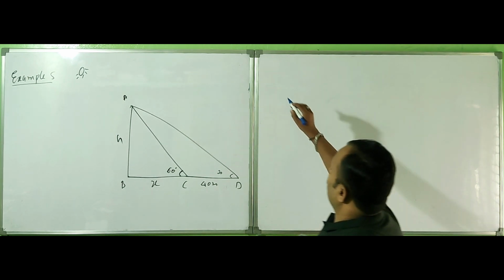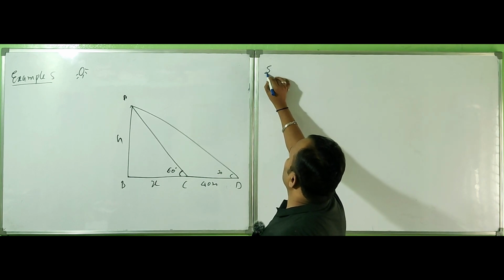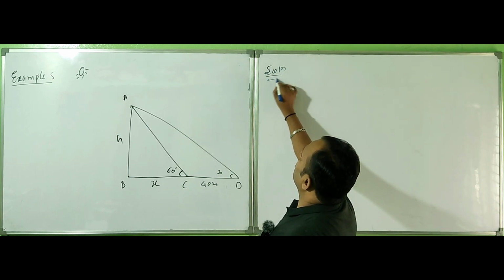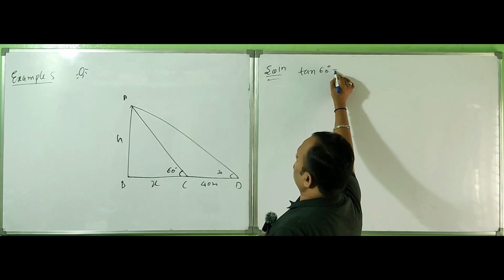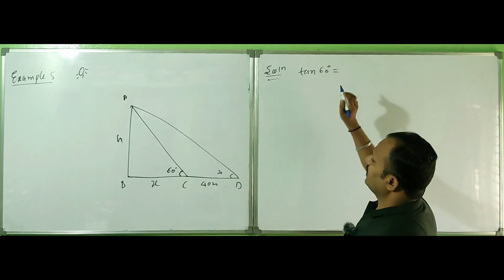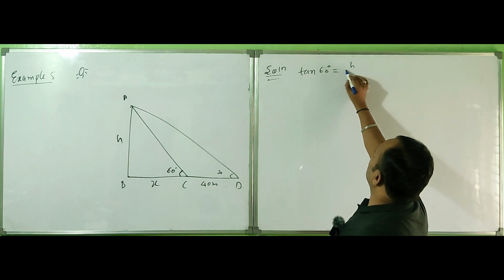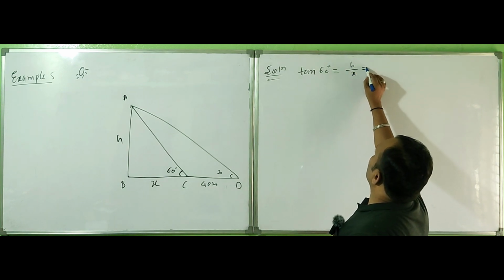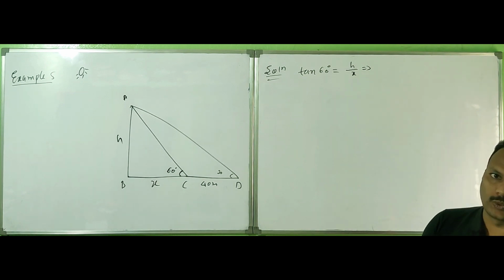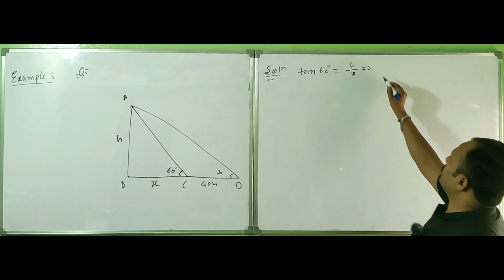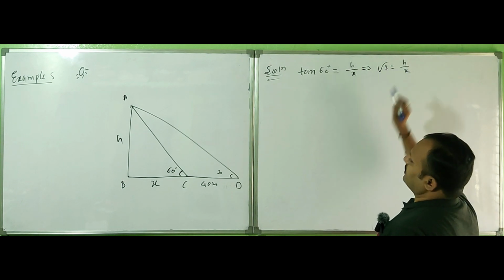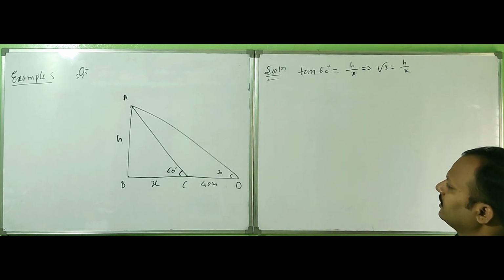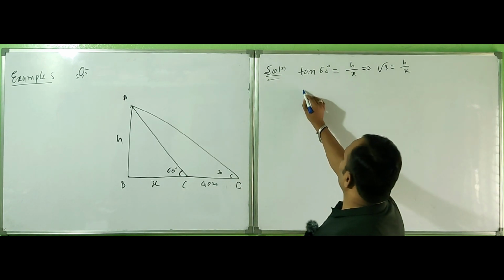So what I am doing here, the first step of the solution: tan 60 is equal to h by x. This implies, what is tan 60? Root 3 by 2 divided by 1 by 2, which is root 3, equal to h by x. Then tan 30.